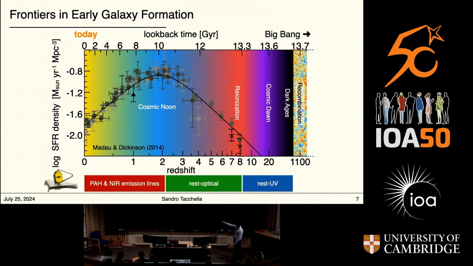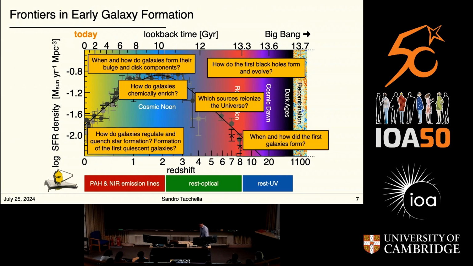So what you can see here is that we are now able to probe with the James Webb Space Telescope the rest-frame optical up to about redshift 9. Above this, we are mostly relying on the rest-frame UV, with some exceptions thanks to the mid-infrared instrument MIRI. Now, what are the key questions? I think they are very similar to what we tried to answer from redshift 0 to redshift 3, but actually pushing the frontier to earlier cosmic times, in particular the cosmic dawn epoch.